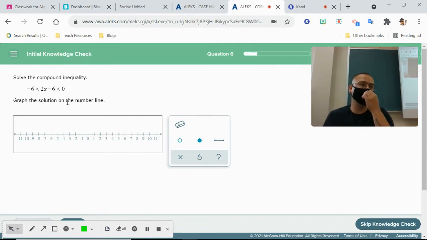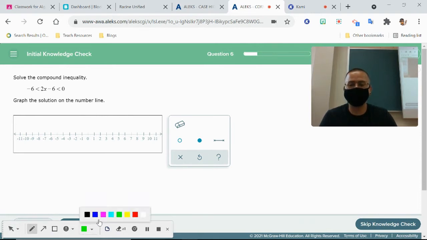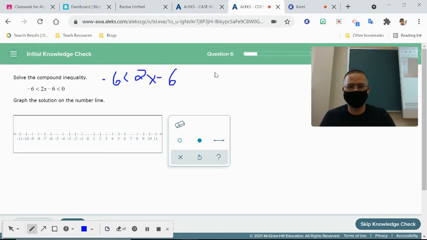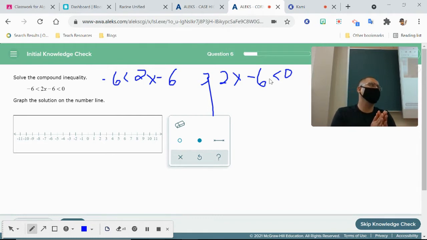Solve the compound inequality. There's a chance I get this wrong because I haven't done this in a while. Compound inequalities are inequalities that have 2 pieces to them. So we're basically going to split it into 2. It's going to be negative 6 is less than 2x minus 6, and 2x minus 6 is less than 0. Basically, you're doing what you've always done with inequalities, but this is showing 2. It's saying x is between this and this, compared to one inequality, which is like, here to this way or here to this way.